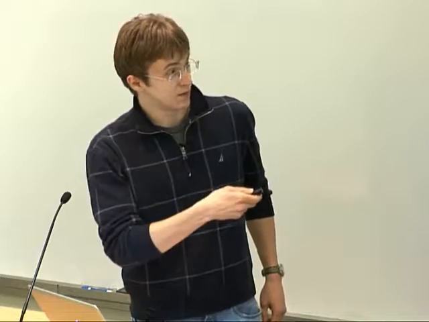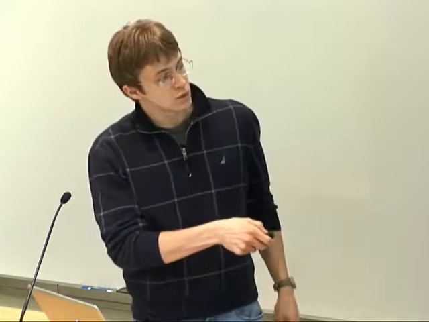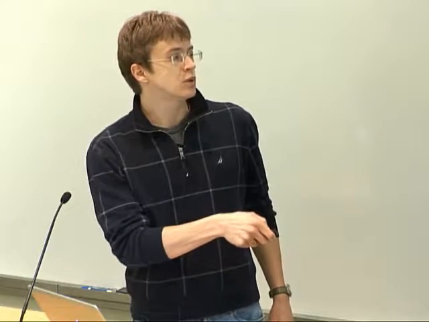But n to 1.75 doesn't really look like a natural stopping point. It seems that this should be improvable. And also, it seems that if uniform sampling works, then most probably non-uniform sampling can help improve the runtime. And that is also correct. We show that there is a two-stage sampling scheme, uniform sampling followed by a non-uniform sampling process, which together with a specialized analysis of the runtime of Hopcroft-Karp on these subsampled graphs, gives us a runtime which is worst case n to 1.5, and in fact is linear in the size of this uniform sample.